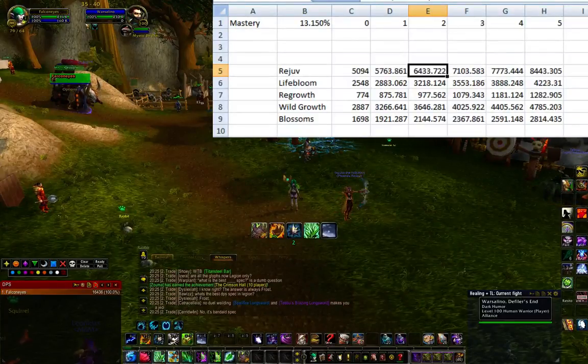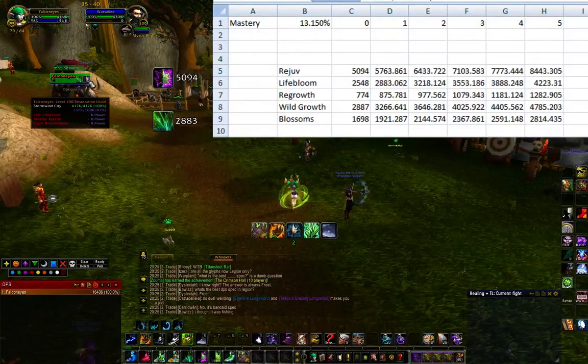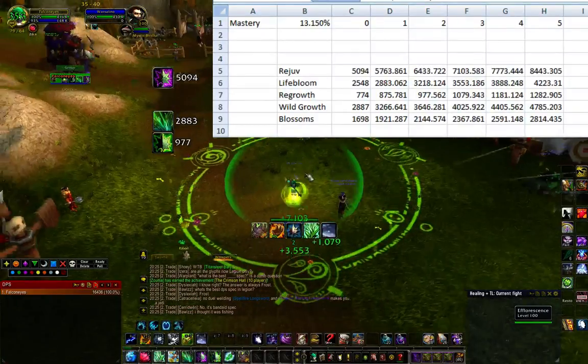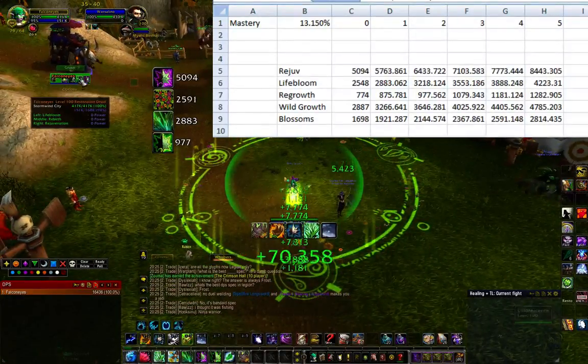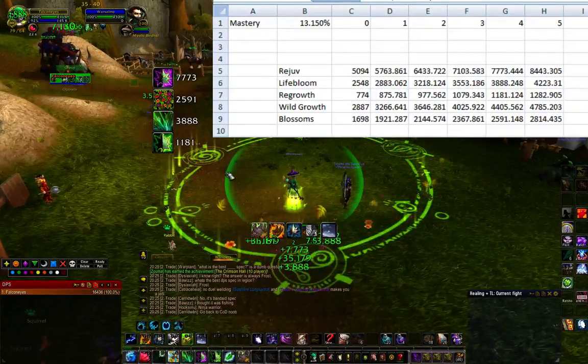So we can actually stack up our HoTs now and get up to 5 things going on. Like we Rejuve, Lifebloom, Regrowth, put down an Efflorescence so we get the Spring Blossoms, and then Wild Growth. And that Wild Growth is going to be for a lot.